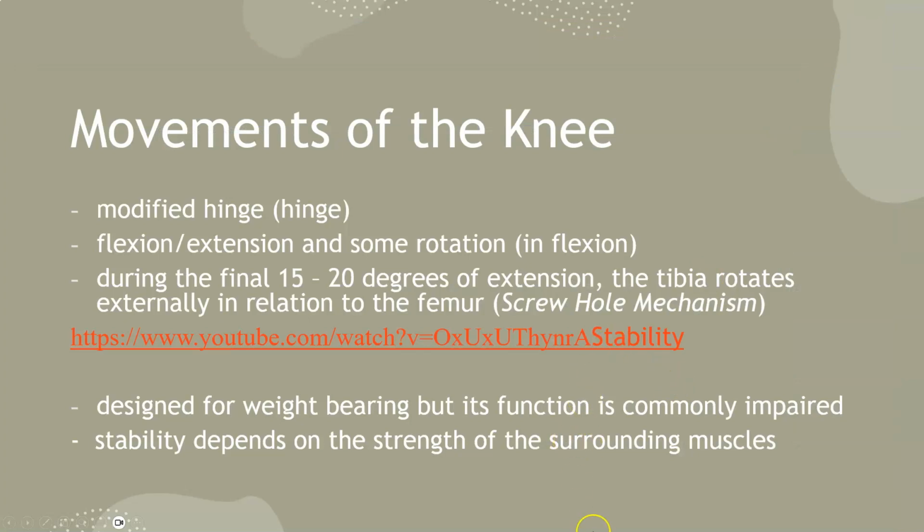So obviously the knee is designed for weight bearing, but its function is commonly impaired. Of course, stability depends on the strength of the surrounding muscles. So from a rehab perspective, if we want to get the knee nice and strong, we have to start working on all the muscles that cross it. And of course, we've got the pes anserine, we've got the hamstrings, we've got the quadriceps. They all have to be strengthened to further stabilize the knee.